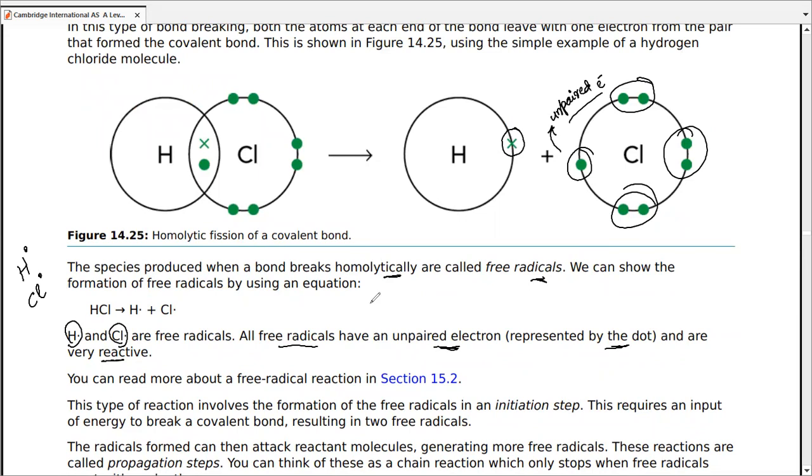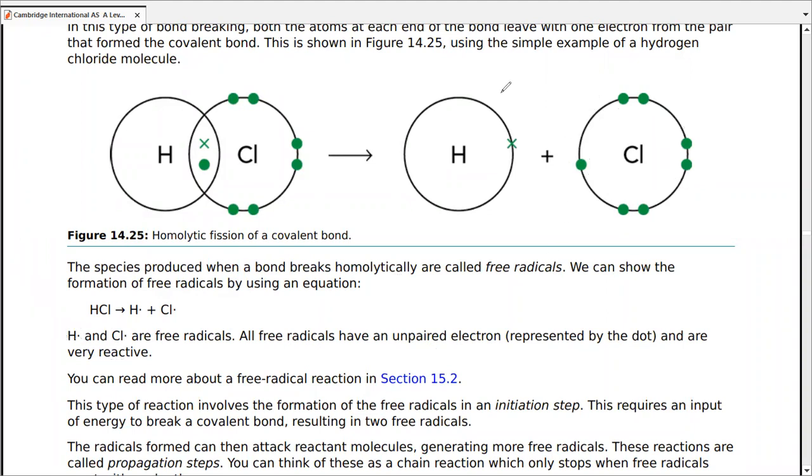Free radical automatically gives the listener an idea that there is one unpaired electron on top of it. And when I say the word unpaired electron, it doesn't mean there won't be any more electrons in the valence shell. There can be, but they are supposed to be paired. Now take a look at it. One pair, two pair, three pair. There is only one unpaired electron over here.